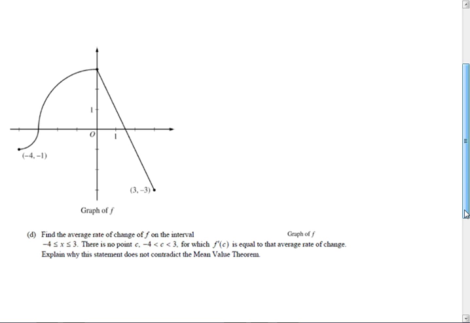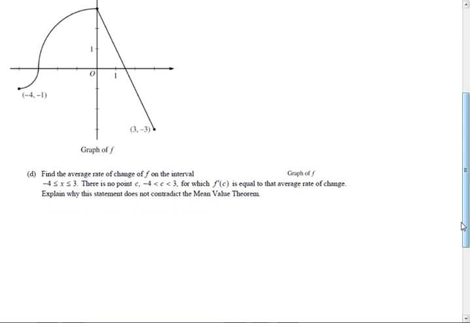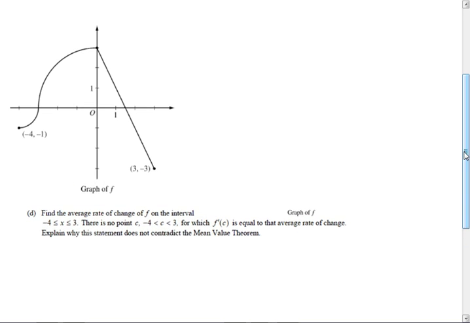But part D says find the average rate of change on the interval. What is the average rate of change? What's this ordered pair here? Oh, wait, what interval do I want? Oh, from -4 to 3. I want from here to here. That's probably why they gave you the numbers.